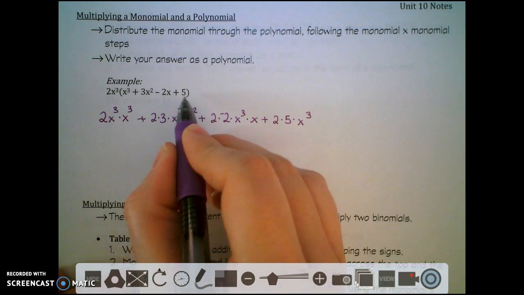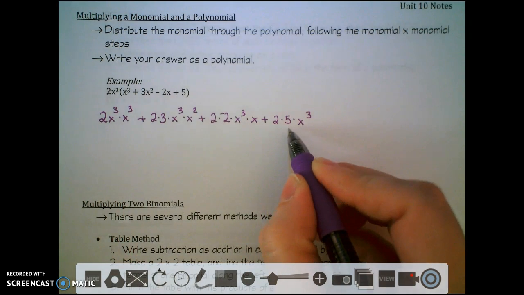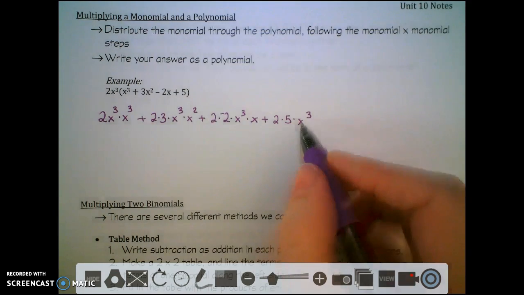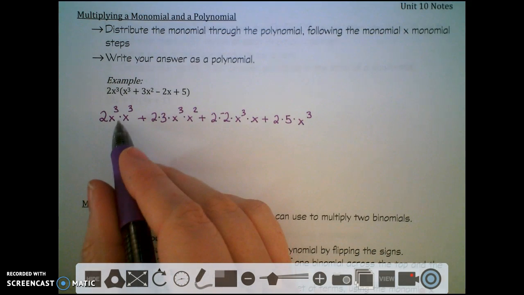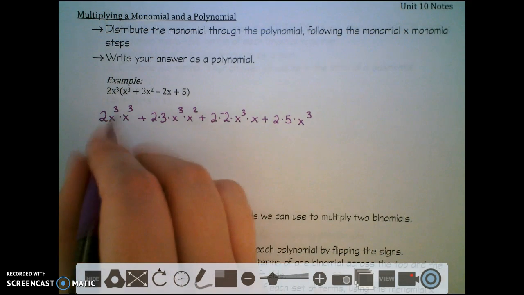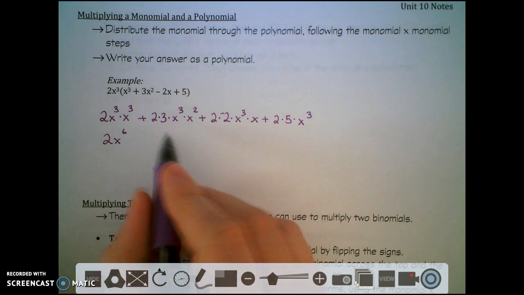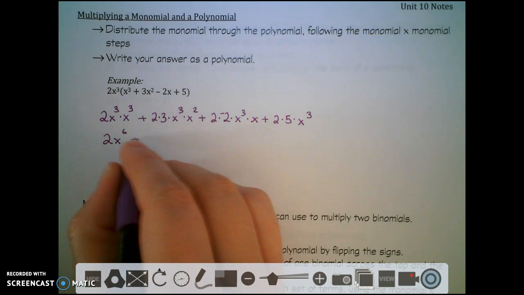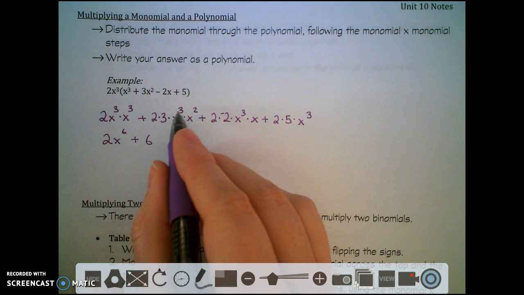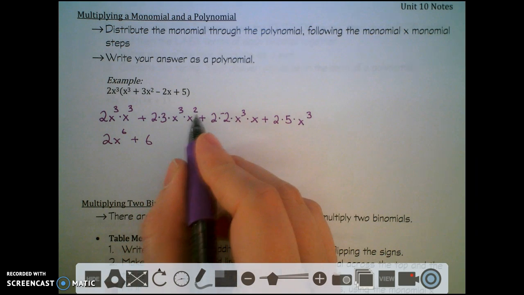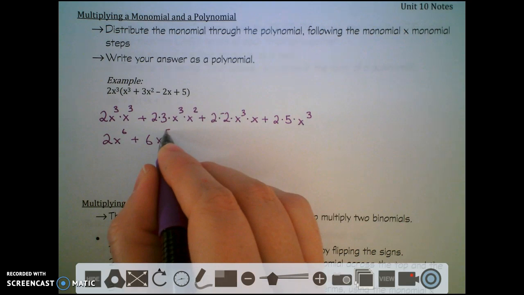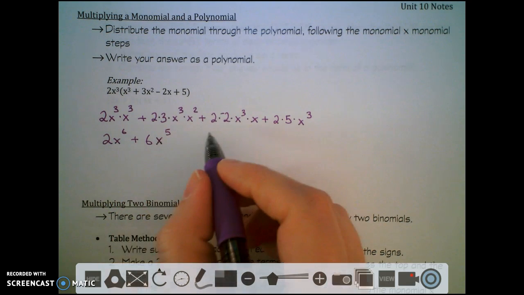And this does not have an x term on it, so I just have that coefficient here. Now I'll go back and simplify. X to the third times x to the third gives me x to the sixth. So I have 2x to the sixth. 2 times 3 is 6. X to the third times x to the second gives me x to the fifth because I add my exponents.